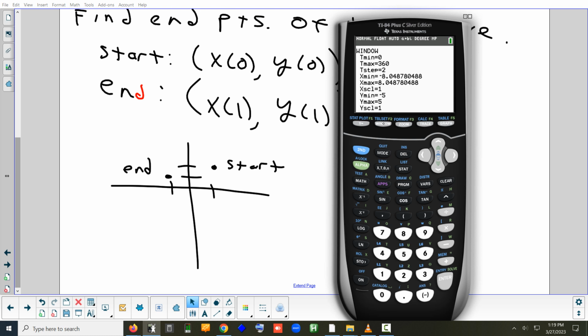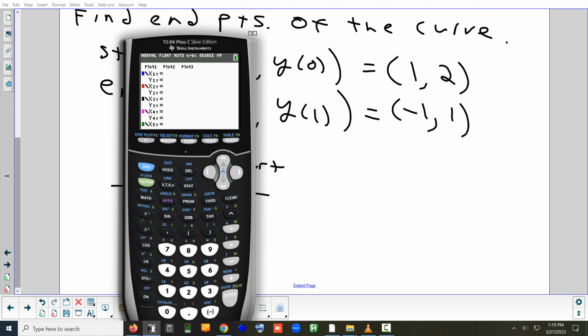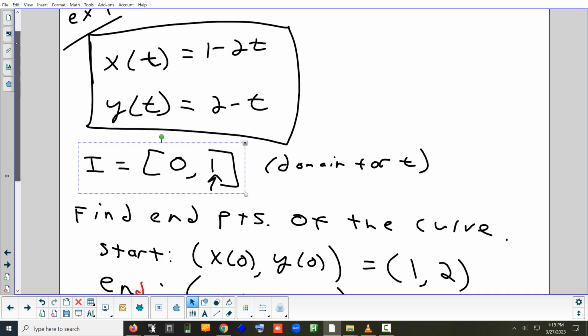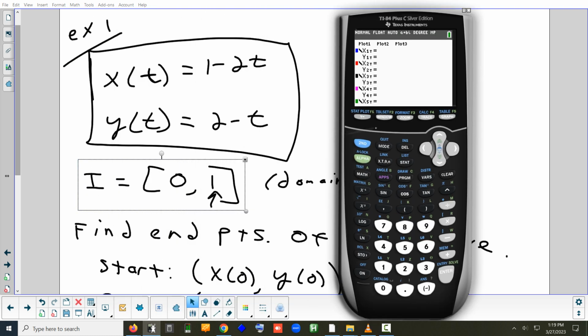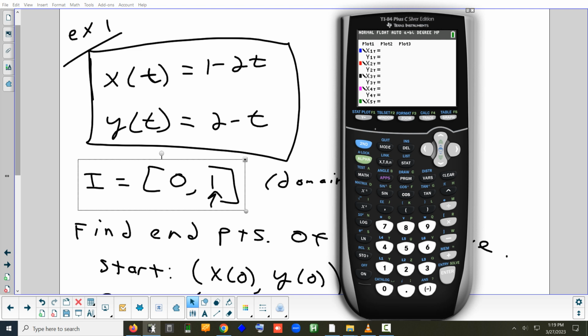So first thing is you got to make sure it's in parametric mode. So you put it in parametric, go to y equals, and put in your 2 equations. So x equals 1 minus 2t, and y equals 2 minus t.